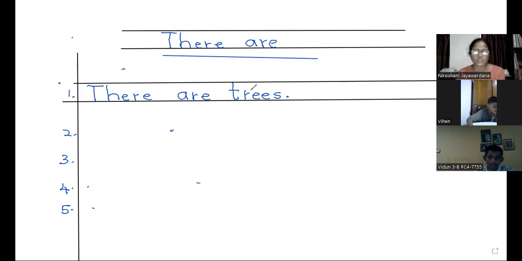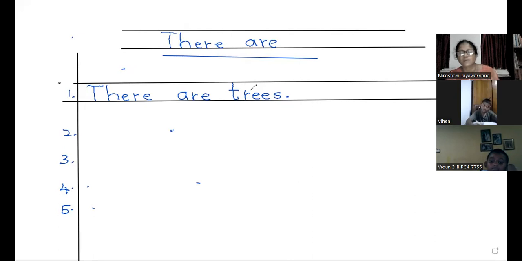I asked you to write only five sentences. When you are given a picture in the Cambridge exam, Starters, first exam, A1, pre-A1, right? You are given a picture. You want to describe the picture. Then you can use the there are sentences. You want to tell there are butterflies, there are bees. There are many flowers in the garden.